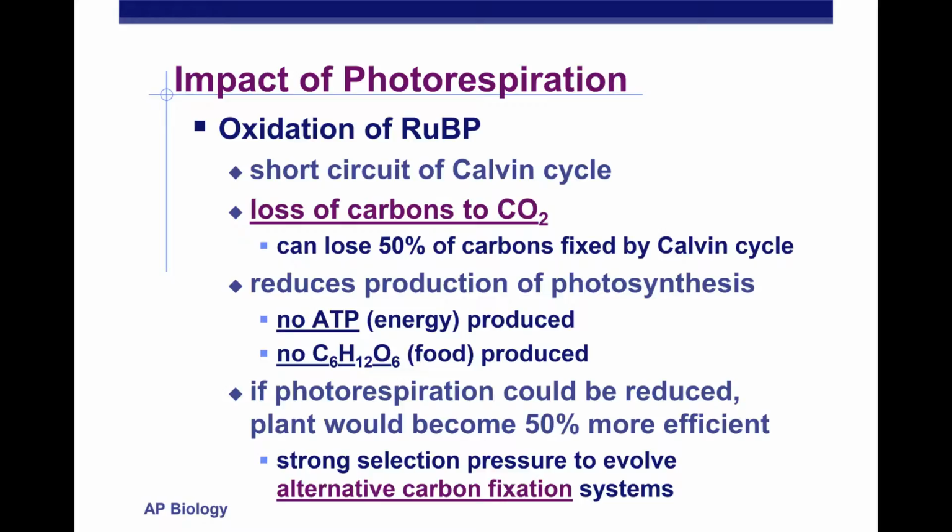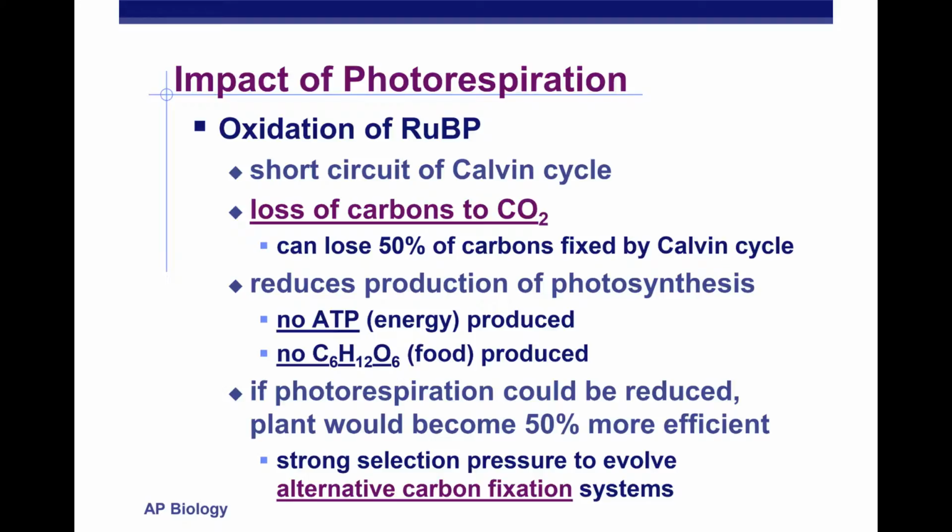Okay, so the major thing for this is if Rubisco is binding oxygen over carbon dioxide, it is going to short circuit our Calvin cycle. We're going to lose carbons. They're not going to get fixed by the Calvin cycle. We're not going to make any ATP, and we're not going to make any glucose. So the plant, or the organism, pretty much cuts its efficiency in half.